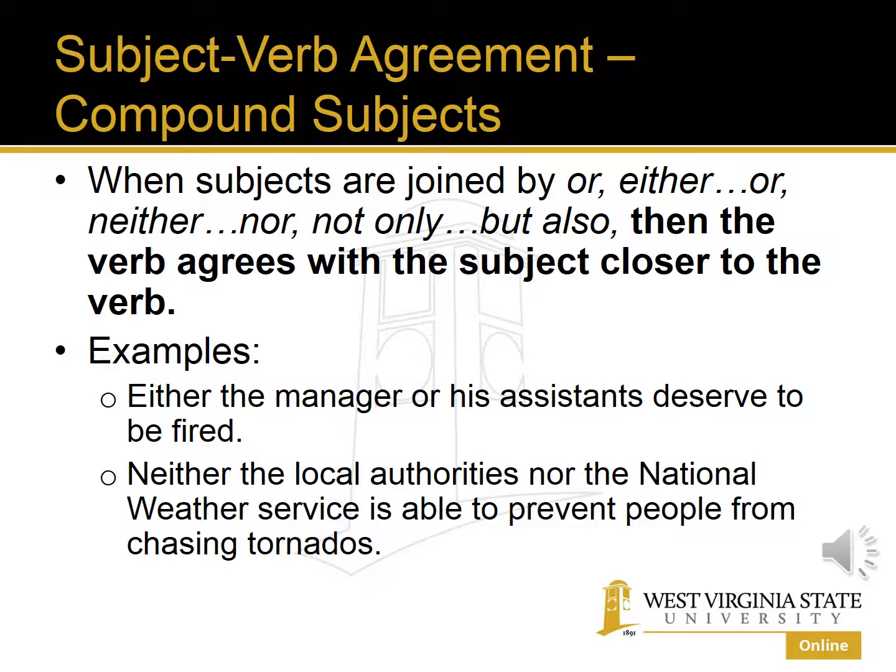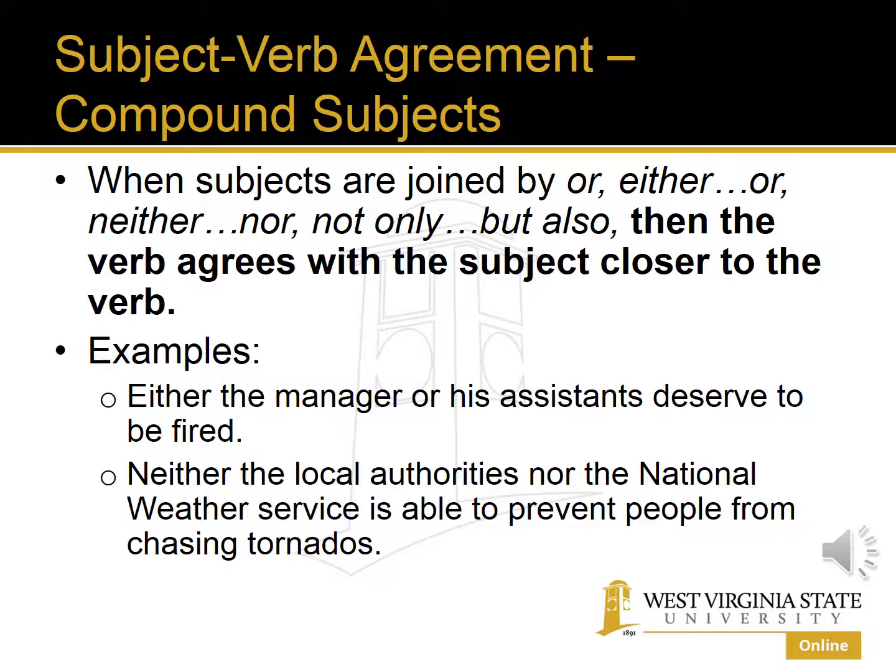or a combination with either/or, neither/nor, not only/but also. In those cases, the verb agrees with the subject closer to the verb. So, a few examples. Either the manager or his assistants deserve to be fired. Manager is singular, but assistants is plural. Therefore, the verb deserve also is third person plural. It's plural to agree with the subject that is closest to the verb.